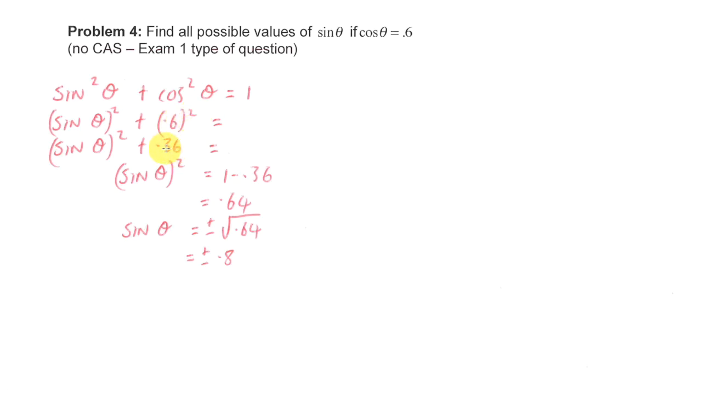0.6 squared is going to be equal to 0.36. Sine theta squared is going to be 1 minus 0.36, and that will give me 0.64. I now need to take the square root of 0.64, and that will give me a positive version and a negative version. So sine theta could be equal to positive 0.8 or negative 0.8. So there are two solutions for sine theta that make this work.